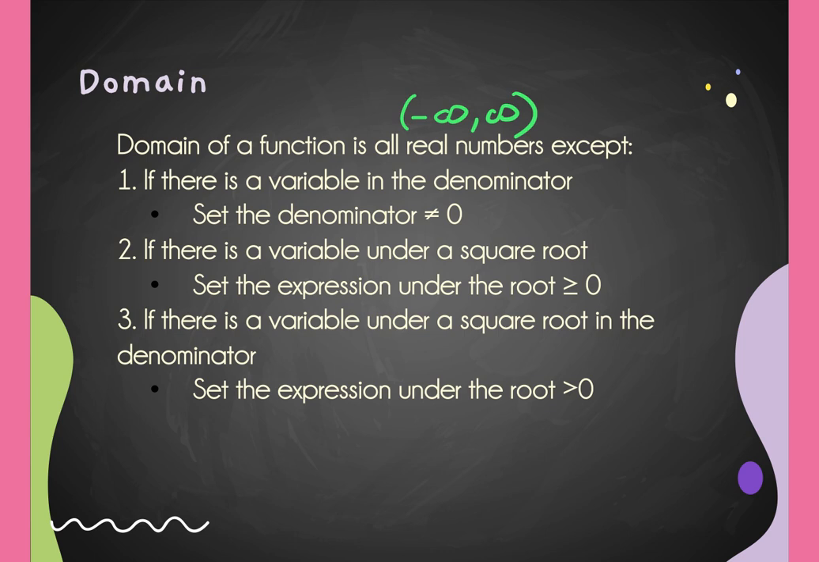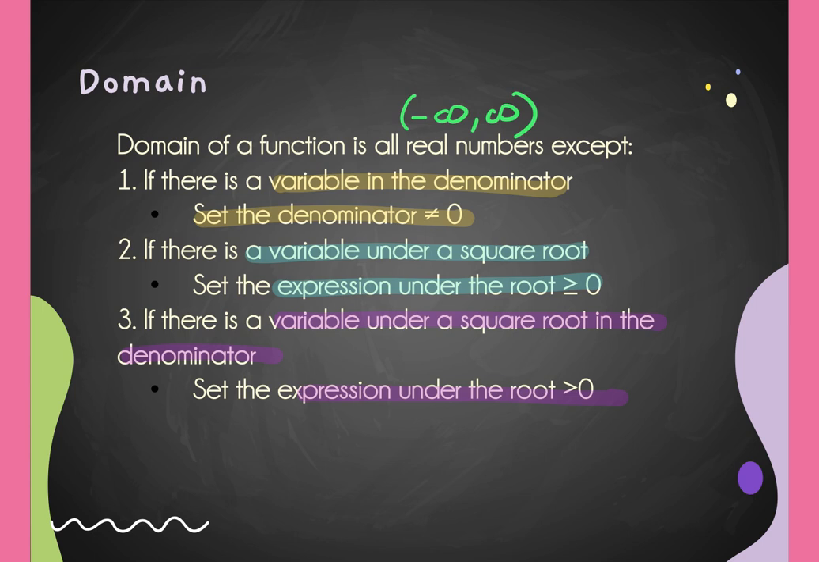The first is if there's a variable in the denominator. If you have a variable in the denominator, we set the denominator not equal to 0 to find out what the restriction would be. The second is if there's a variable under a square root. For that, we set it greater than or equal to 0. And the last is if there's a variable under the square root in the denominator, the combination of the two. For that, we set what's underneath the square root greater than 0.